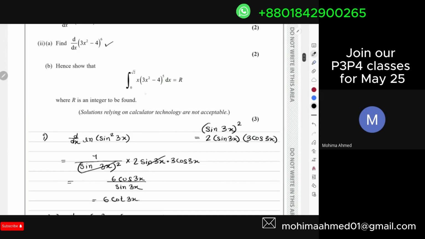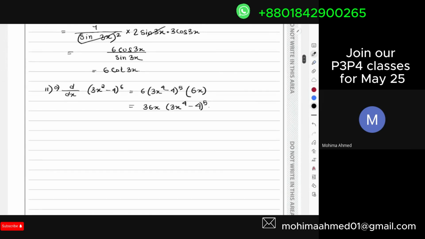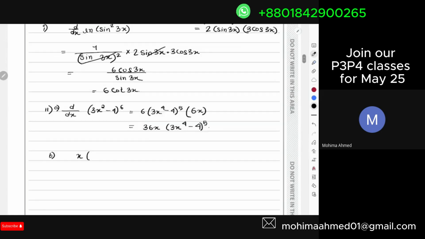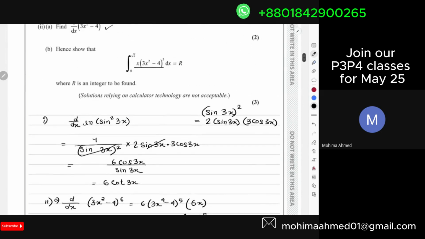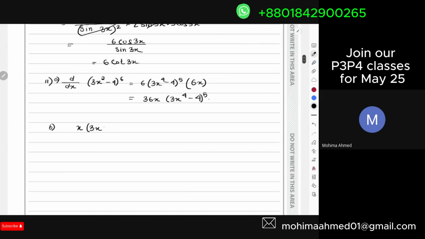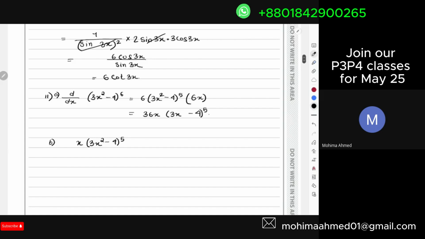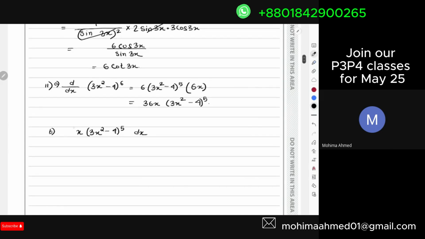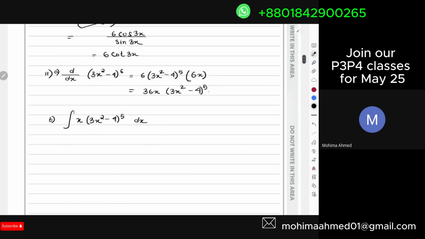Then they're asking that you have to integrate this, and your answer should be in terms of r, where r is an integer to be found. The integral of x(3x² − 4)^5 from root 2 to 0. The boundaries are not important at this point. I can understand that this entire thing is exactly equal to x(3x² − 4)^5. These things are entirely equal.